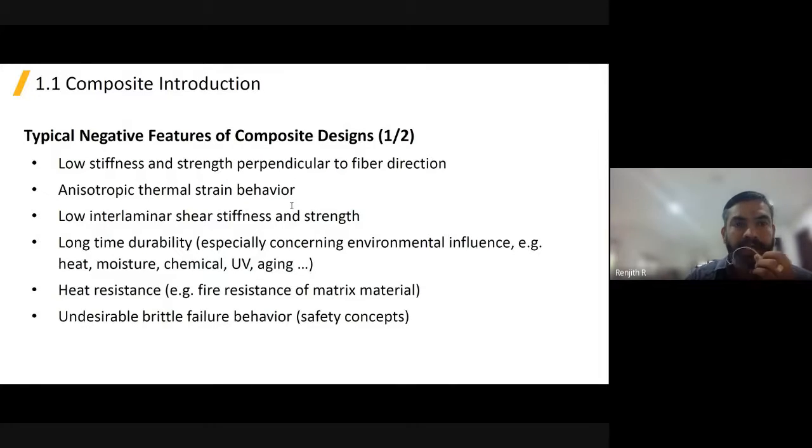And anisotropic thermal strain behavior is also there. So there will be irregular strains depending upon the directions, and there will be low interlaminar shear stiffness and strength. Which means there may be chances for debonding and delamination. So laminas can split or laminates can separate. So it is actually a negative of composite materials.